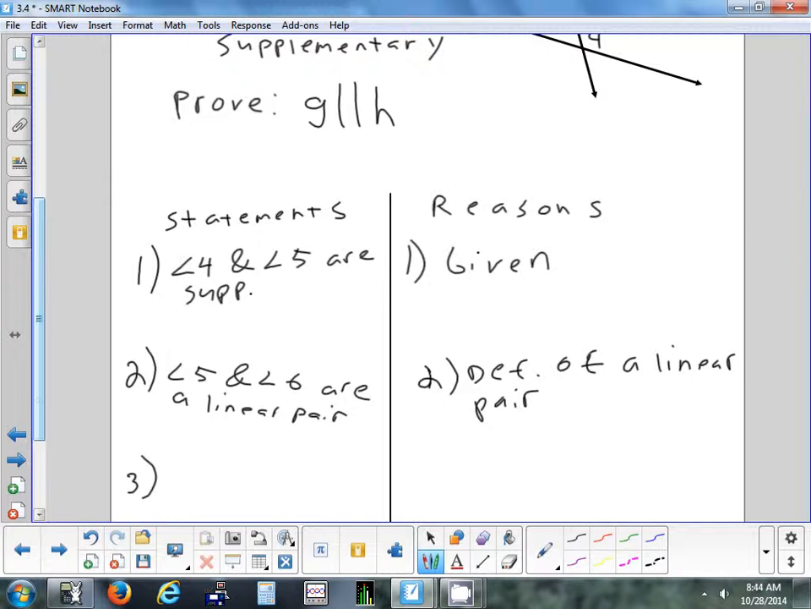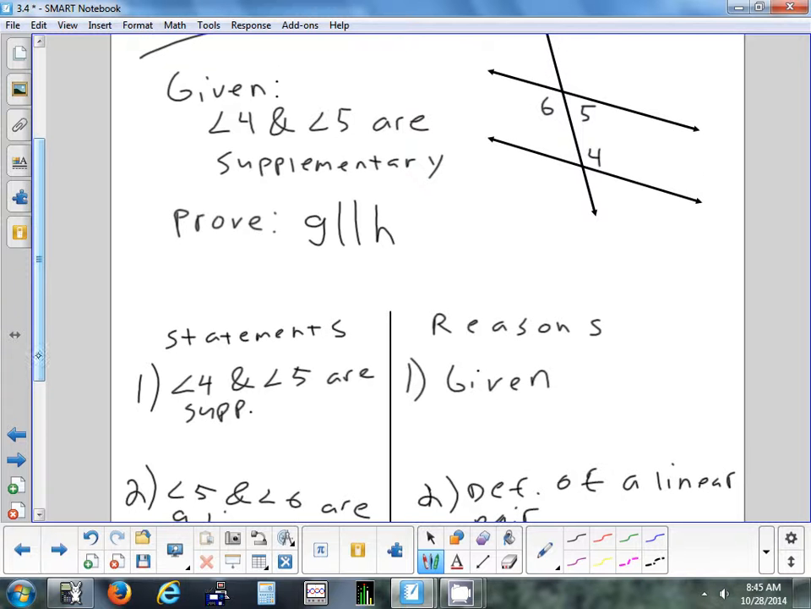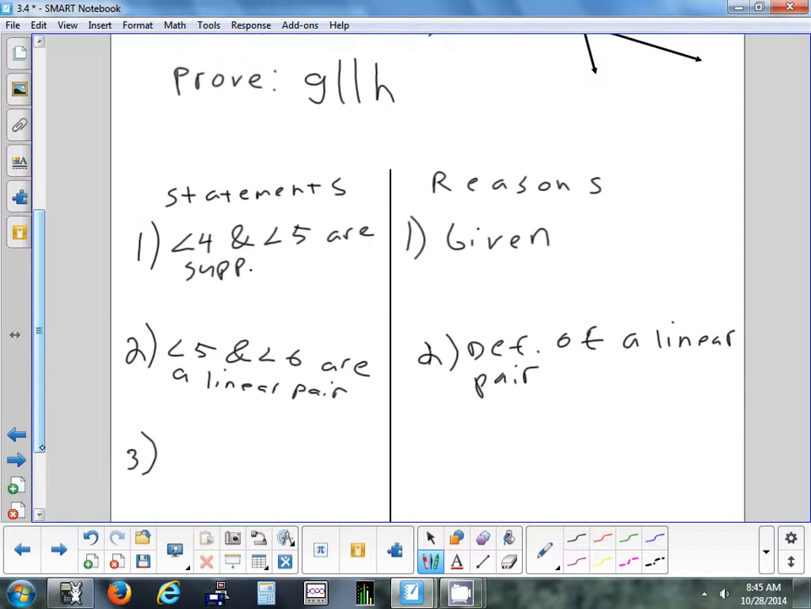Now what can I say in step 3 because of what I just said in step 2? Angle 4 and angle 6 are, well, linear pair. No, consecutive interior angles. Well, 4 and 6 are alternate interior. We are going to use that in a little bit, but there's something else I can say because of statement 2. And the reason is similar to reason 2, but a little different.